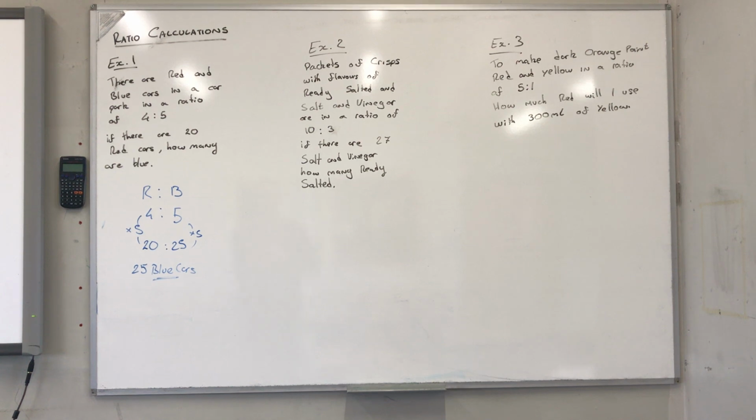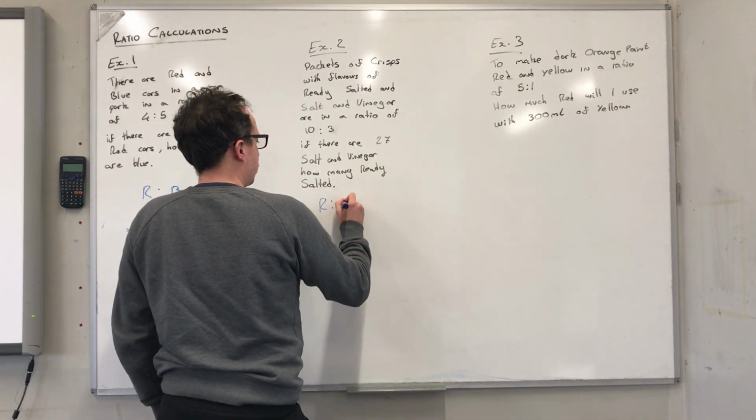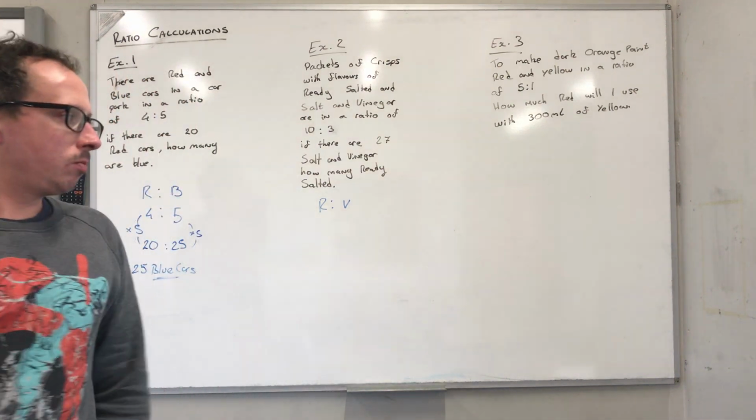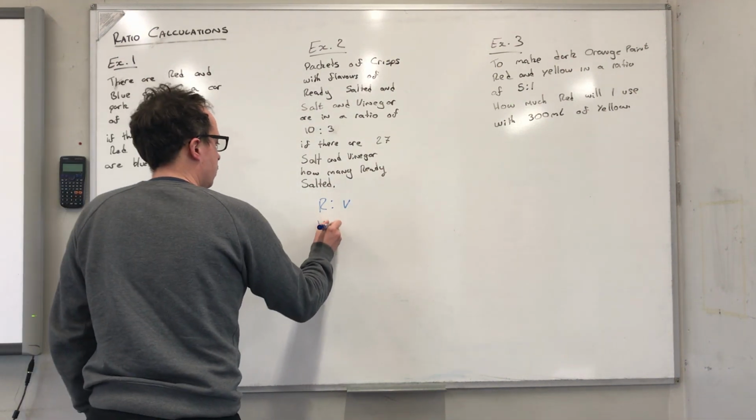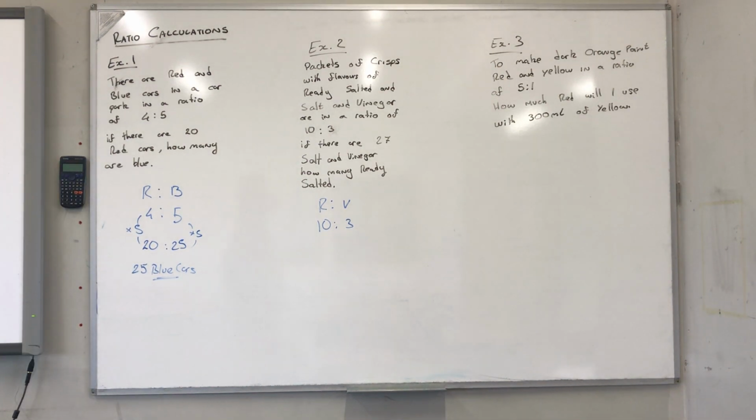If you look at this next one, packets of crisps with some of them ready salted and some of them salt and vinegar, in the ratio of 10 to 3. So ready salted is a 10 and salt and vinegar is a 3. You've got ready salted to vinegar, 10 to 3. And if there are 27 salt and vinegar, how many ready salted? So we put the 27 under the V.